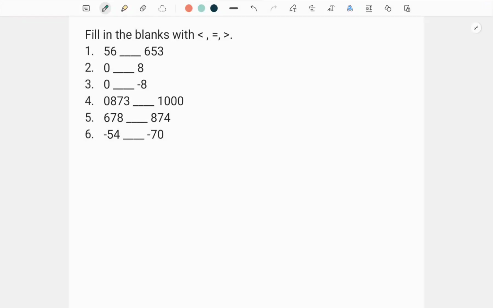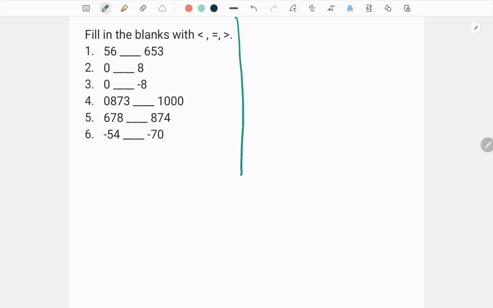Right, now we are going to talk about comparing numbers. So we want to put a less than, equal to, or greater than sign, filling in the blanks between the numbers with these three signs: less than, equal to, or greater than. Okay, so before we begin, it's maybe useful to revise some of these concepts.